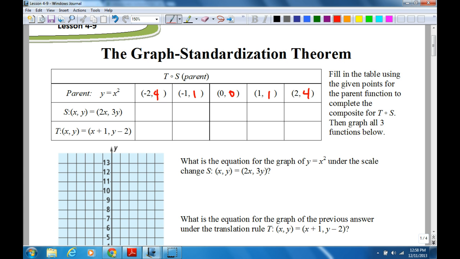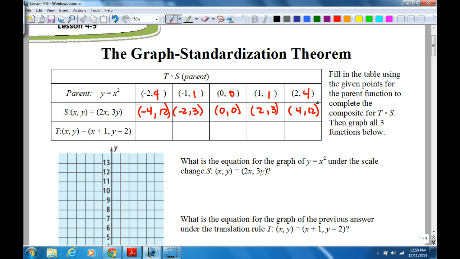Okay, so now I'm going to take this information and put it towards a scale change. I'm changing my x's by 2 and my y's by 3. I'm multiplying them. So negative 2 times 2 would be negative 4. Negative 4, 12. It would be negative 2, 3. Then 0, 0. It'd be 2, 3, and 4, 12. Good.